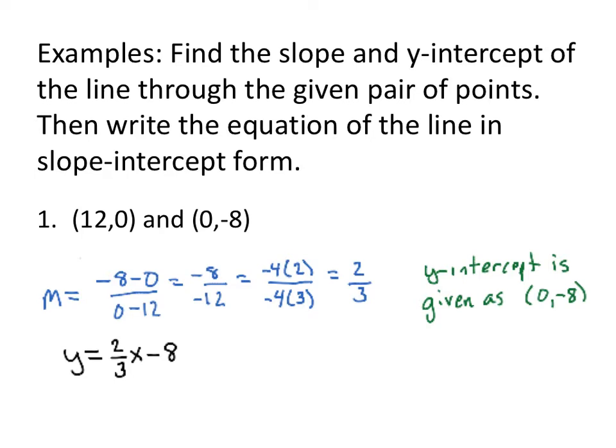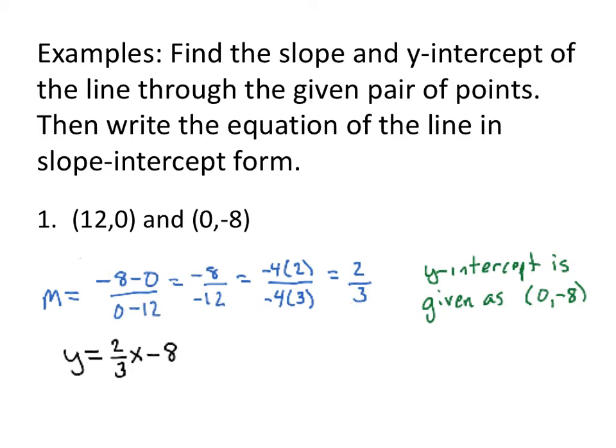So the first thing I'm going to do is find my slope. The slope formula said y2, negative 8, minus y1, 0, over x2, 0, minus x1, which is 12. Since I started the numerator subtraction with negative 8, I have to start the denominator subtraction with 0, so I make sure I keep my order of subtraction of the points correct. Now negative 8 minus 0 is negative 8, and 0 minus 12 is negative 12. Here I've shown you, factoring a negative 4 out of both the numerator and denominator, how we can simplify a fraction. Negative 8 over negative 12 is the same as a positive 2/3.